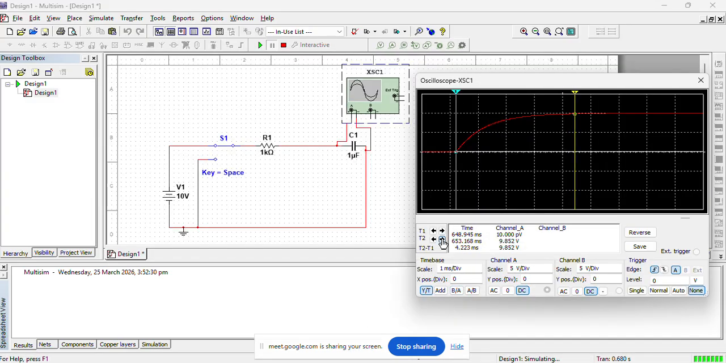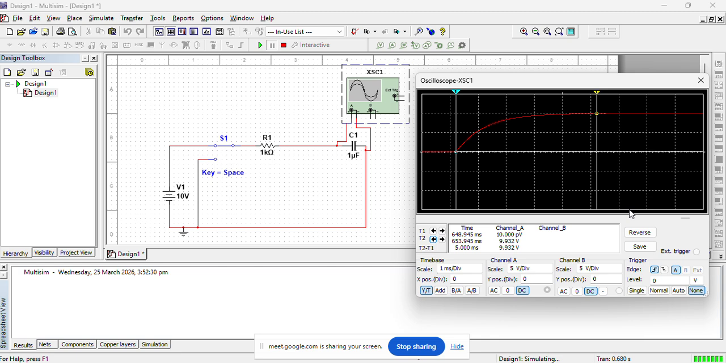So 5 tau, that means 5 milliseconds. This should be 99% or 9.9 volt. And here it is 5 milliseconds, 9.9 volt, or 99%. Also, we can see from this curve that here charging is continuous. Now, from here, this straight line shows that capacitor is fully charged and the charging is maintained now at the full supply voltage, which is 10 volt or 9.9 volt.